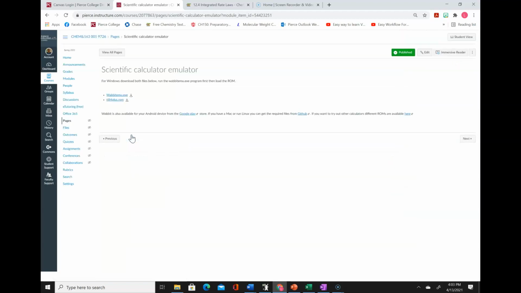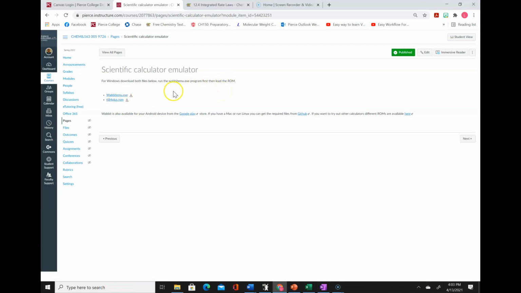So to get this to work on both your phone or on a PC, you will need 2 files. You need the emulator itself, and then you also need a ROM, which is basically the file that gives the description of the calculator. So I put both of these up in the module, so you can just download both these files, run the emulator, and it'll prompt you for the ROM.